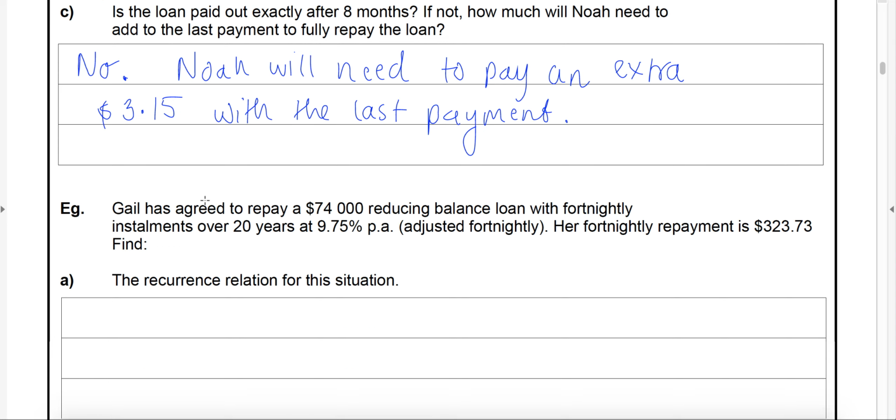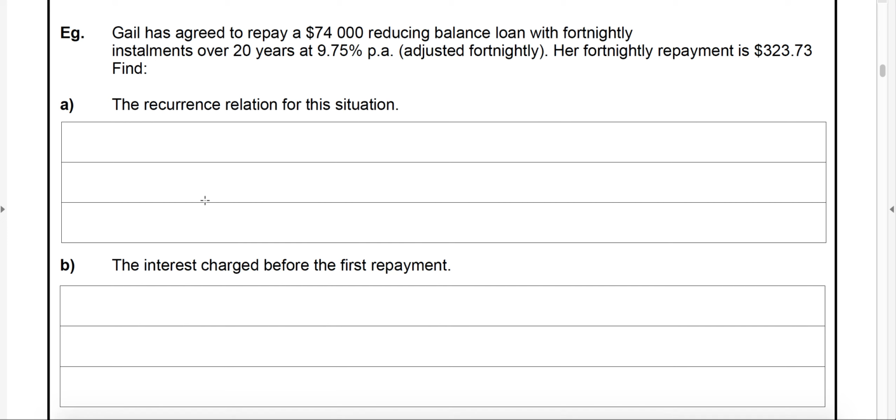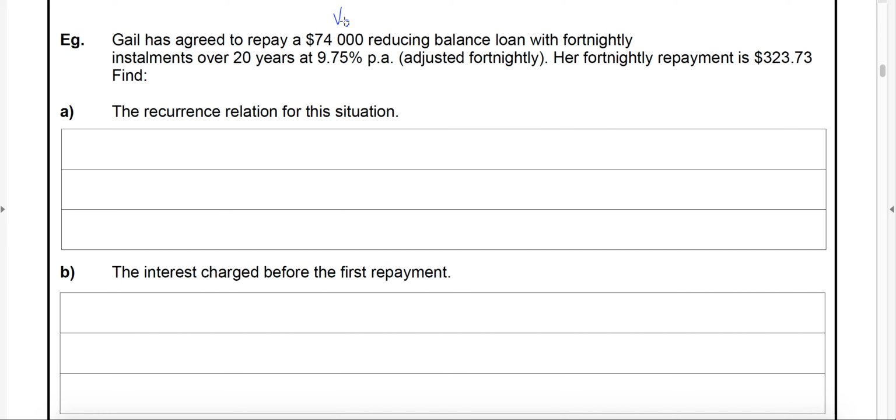Okay, so one more to have a look at. Gail has agreed to pay a much bigger loan this time, $74,000, so V0, and she's going to pay it back with fortnightly installments. Here's the fortnightly installment or payment, $323.73, and that's over a 20-year period, so a really long loan this time. Now, the interest is really high, 9.75% per annum. It's adjusted fortnightly. Remember, that means compounded fortnightly.